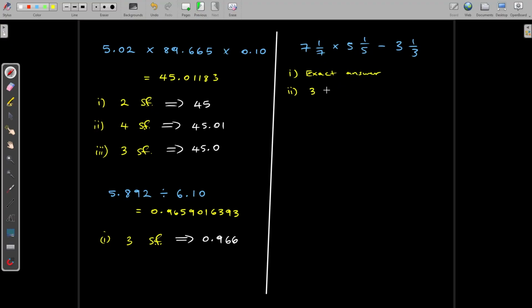Then we want 3 significant figures, and then we want 2 decimal places. So I'm giving you 5 minutes to try this one. And then we can start looking at the next topic, if there are no other questions about significant figures.